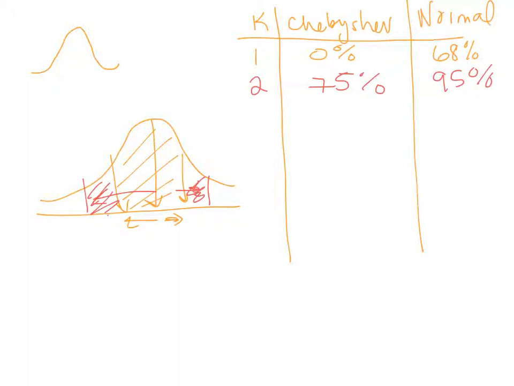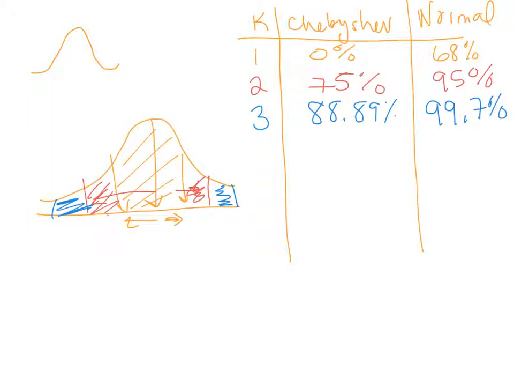Chebyshev's says if you go 3 standard deviations away, you're guaranteed 88.89%. You're feeling like that's pretty good. But in a normal curve, if you go 3 standard deviations away, you are guaranteed 99.7%. This is the empirical rule.